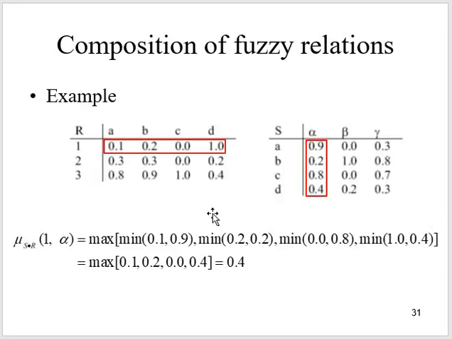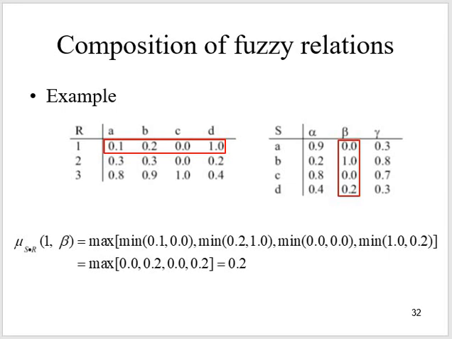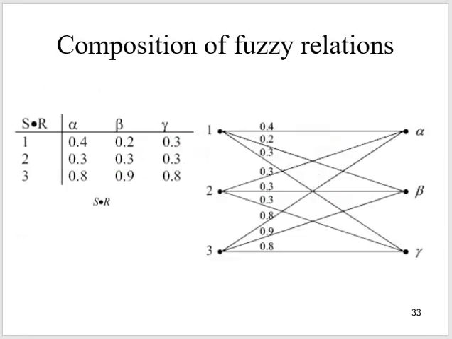This is an example. By applying the max-min operation, we get S composition R. So take the first row with all elements in the first column of S. So compare the values 0.1, 0.9, 0.2, 0.2, 0, 0.8, 1, 0.4. So take the minimum of these and then take the maximum of all minimums. So it is 0.4. So corresponding to this element in S composition R, the element is 0.4. So we get S composition R like this.